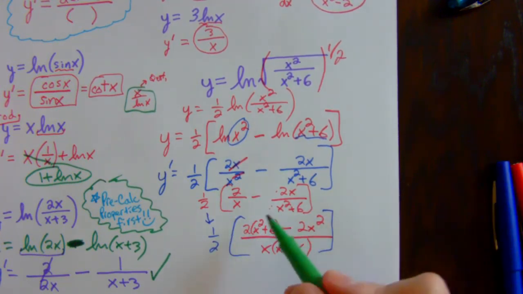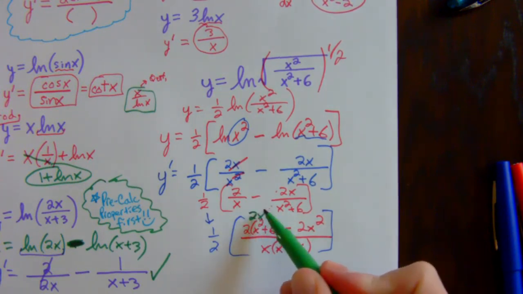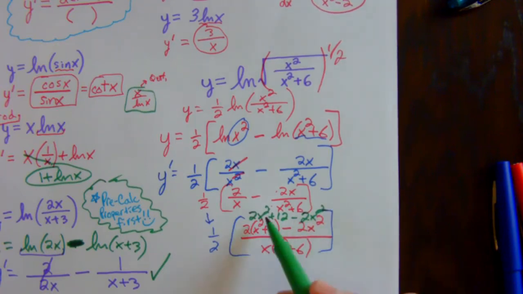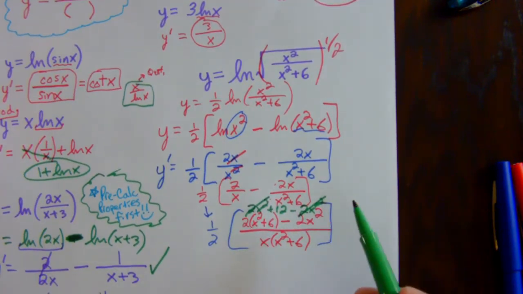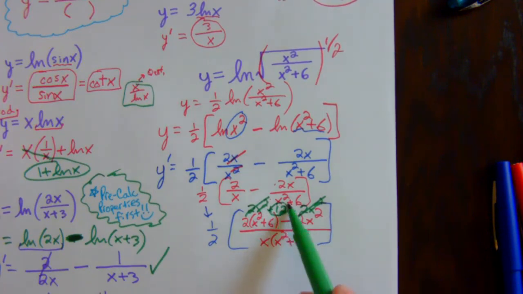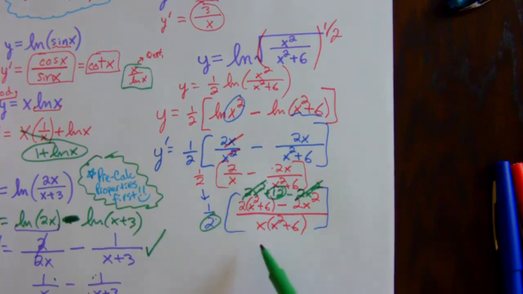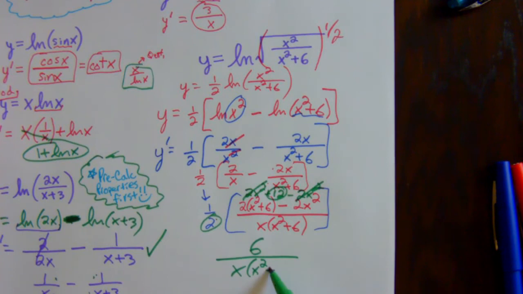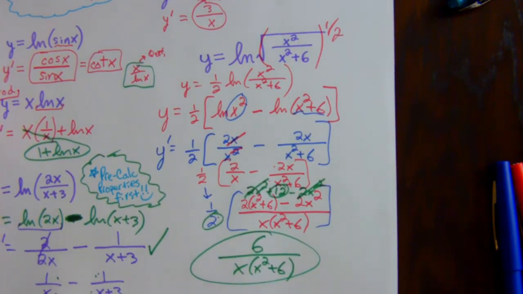I'm going to use a different color here. So this numerator, all right, these 2x squareds will cancel each other out. And then I have a 12 on the top, and I'm going to divide it by 2. So half of 12, that's going to give me a 6. And there's my final answer for that derivative right there.